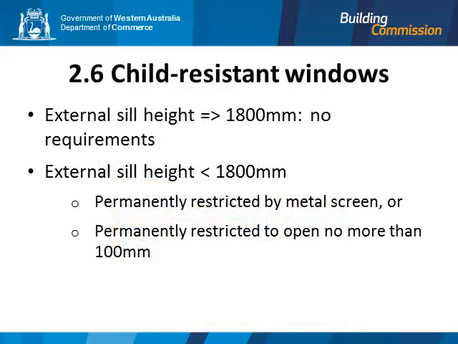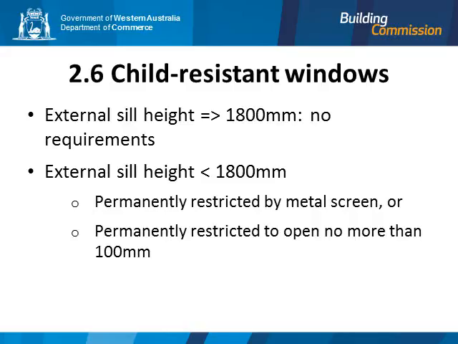Clause 2.6 covers child-resistant windows. The 1993 standard had three requirements depending on the windowsill height. If the windowsill was less than 900 mm from the floor level, the openable portion of the window needed to be restricted by a security screen or by a permanent device that restricted the opening to not exceed 100 mm. If the windowsill was greater than 900 mm but less than 1200 mm from the floor level, the openable portion of the window needed to be restricted by a securely fixed fly screen. There were no requirements for windows with a sill above 1.2 metres.